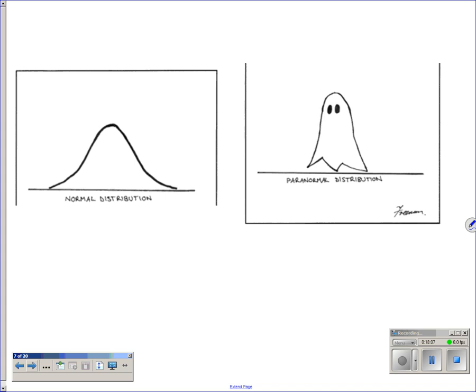Okay. So we're about to learn the normal distribution curve. Looks like that. Paranormal. Get it? Okay. Move on. We'll stop.